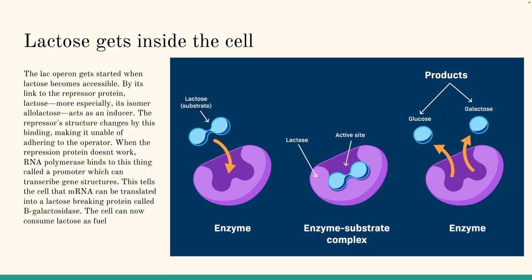So the LAC operon gets started when lactose becomes accessible. By linking to the repressor protein, the lactose, or rather its isomer molecule, becomes an inducer. So this repressor structure changes by its binding, making it unable to adhere to the operator. When the repressor protein doesn't work, RNA polymerase binds to the promoter, which transcribes the structural genes. This tells the cell that the mRNA can be translated into a lactose-breaking protein called beta-galactosidase. The cell can now use lactose as fuel for energy.